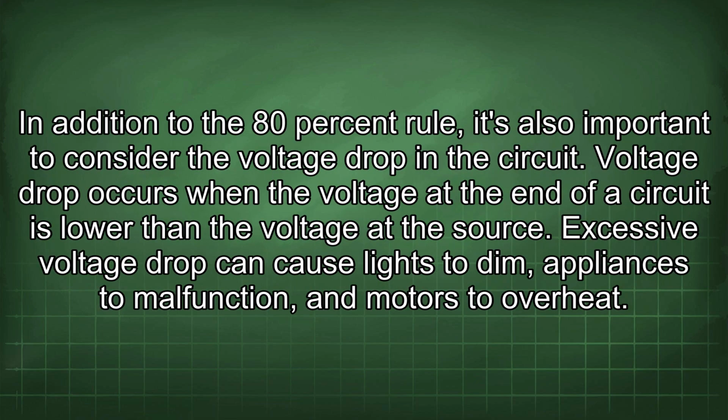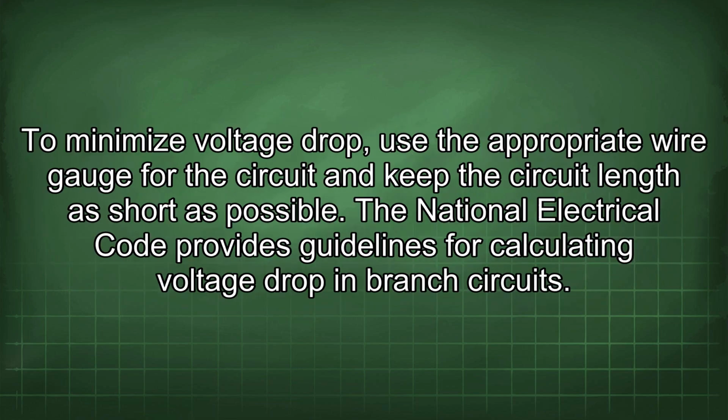In addition to the 80% rule, it's also important to consider the voltage drop in the circuit. Voltage drop occurs when the voltage at the end of a circuit is lower than the voltage at the source. Excessive voltage drop can cause lights to dim, appliances to malfunction, and motors to overheat. To minimize voltage drop, use the appropriate wire gauge for the circuit and keep the circuit length as short as possible. The National Electrical Code provides guidelines for calculating voltage drop in branch circuits.